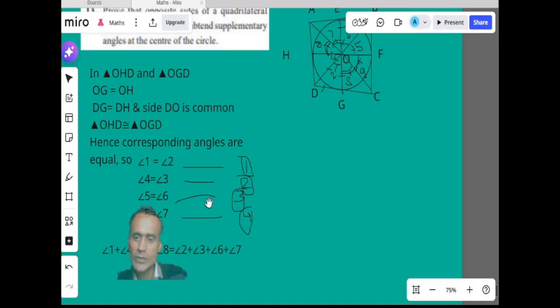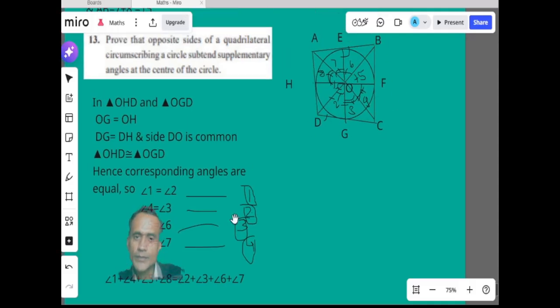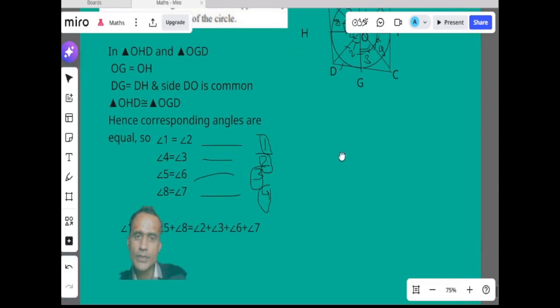And if we add equations 1 plus 2 plus 3 plus 4, we get this. But what do you see? Angle 4 plus 5 is angle COB, and angle 1 plus angle 8 is equal to angle AOD. Similarly, 2 plus 3 is angle DOC, and 6 plus 7 is angle AOB. So we write the angles in place of the numerals.